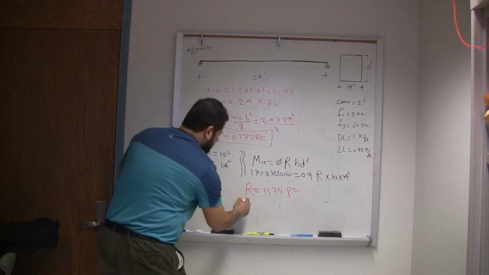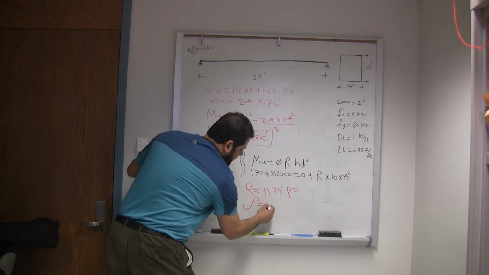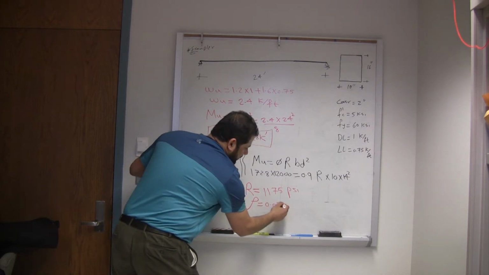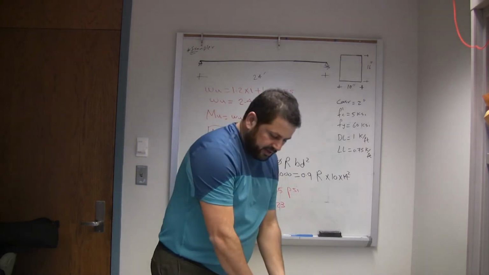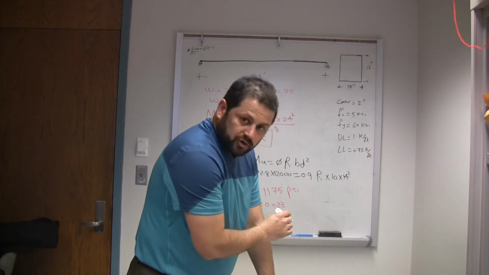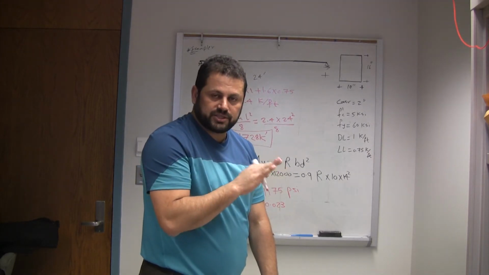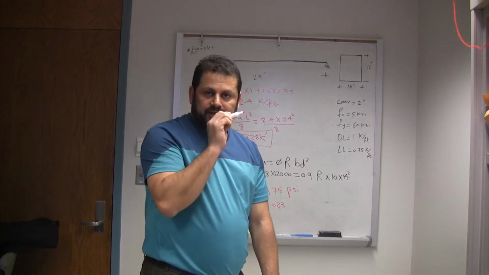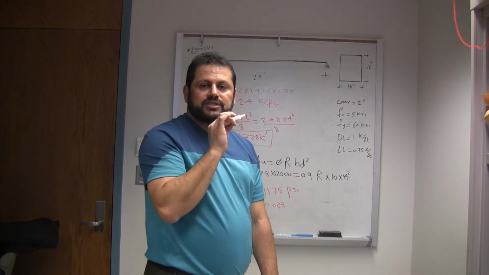So rho approximately 0.023. Now I have to be careful. I need to go back and check this rho against rho max and rho 0.005. Rho 0.005 ensures the strain in the steel will be 0.005.